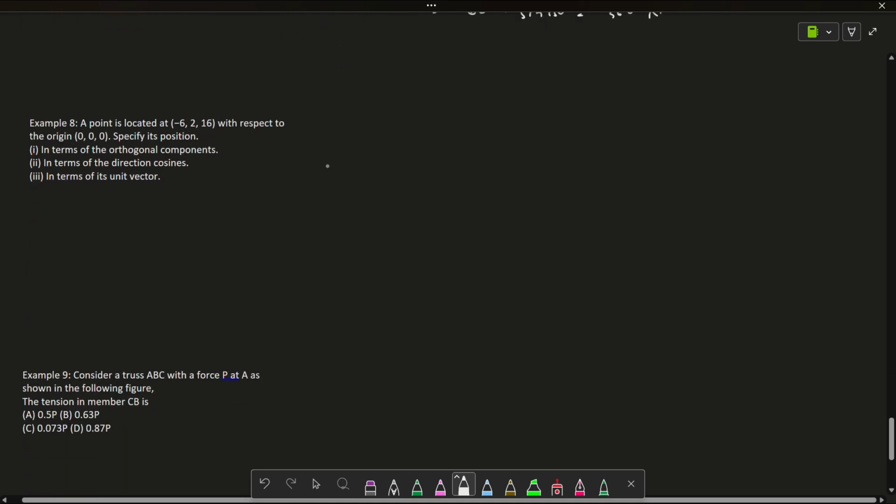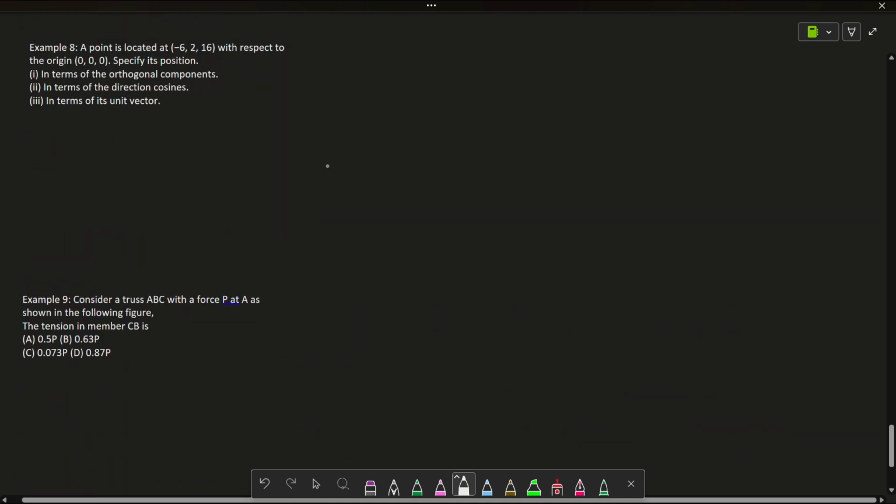I am solving it quickly. There are 3 more questions, so I am solving them quickly here. This one is a pretty simple question. A point is located at minus 6, 2, 16 with respect to the origin.